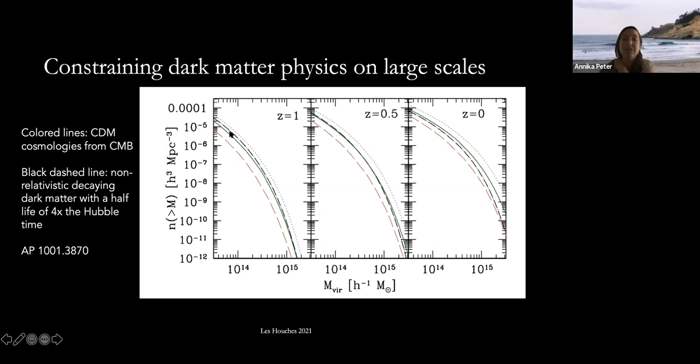And so what you can see by looking at where this black line is with respect to these colored lines is that the evolution of this halo, what's called mass function, looks different for decaying dark matter cosmologies than for cold dark matter cosmologies. So in principle, you could use the abundance of halos at different redshifts to constrain the stability of dark matter. And again, the way you would reveal that is by looking for galaxies.